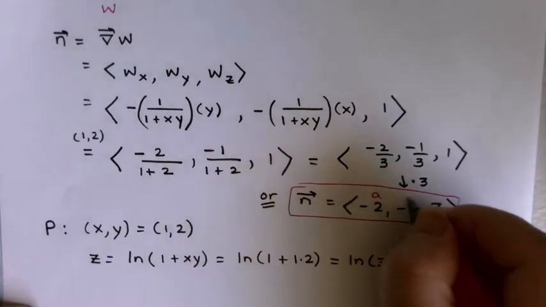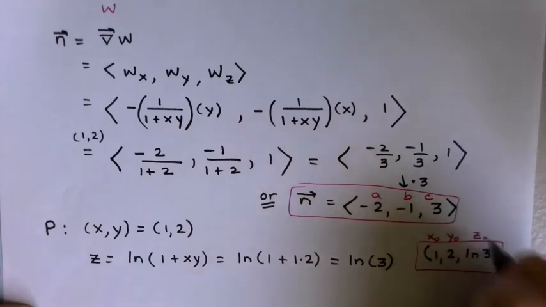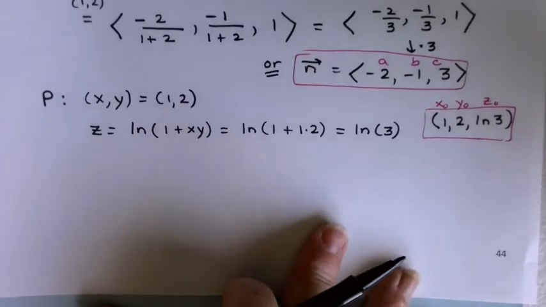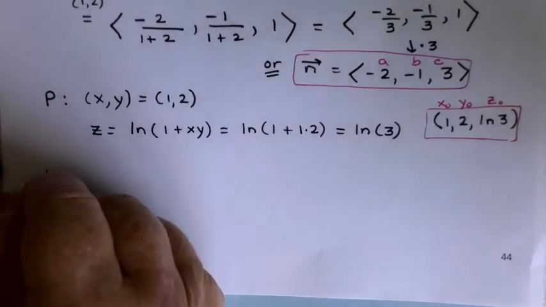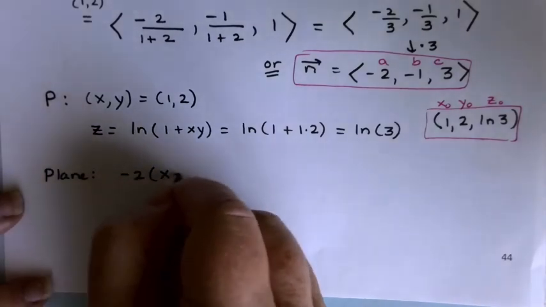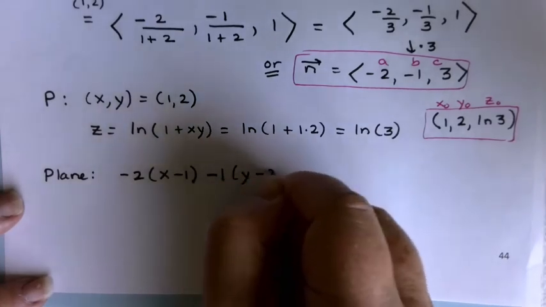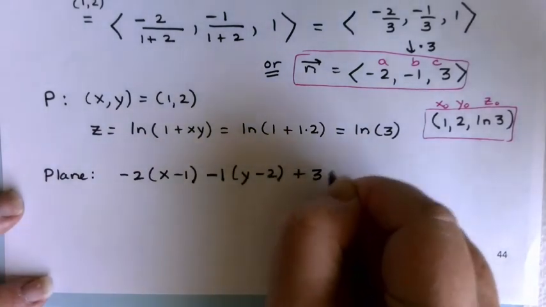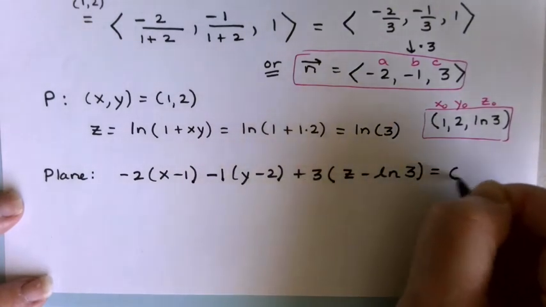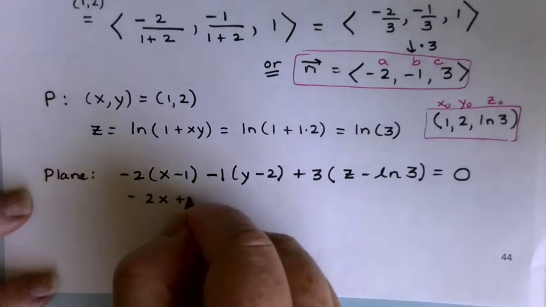So it gives me an a, a b, and a c, an x naught, a y naught, and a z naught. And I'm just ready to put the pieces together to find the equation of my tangent plane. So -2 times x minus 1, -1 times y minus 2, and +3 times z minus ln 3 equals 0. Little bit of algebra here.